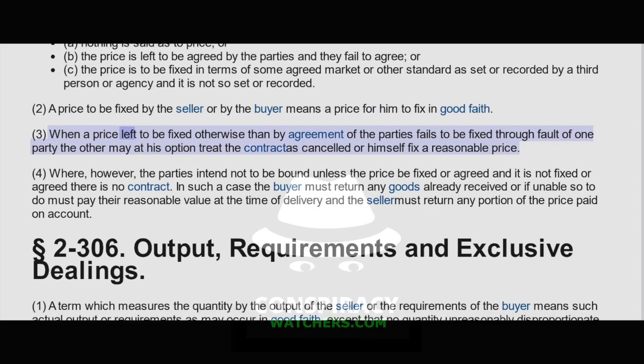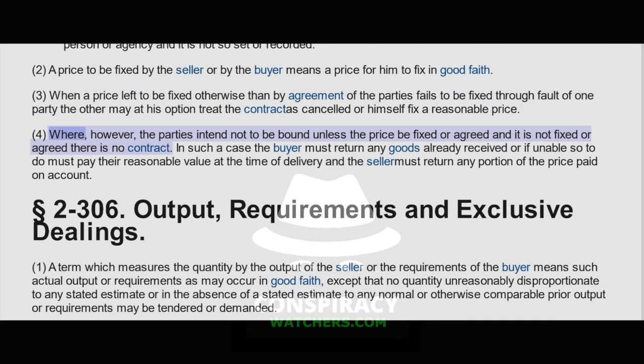When a price left to be fixed otherwise than by agreement of the parties fails to be fixed through fault of one party, the other may at his option treat the contract as cancelled or himself fix a reasonable price. Where, however, the parties intend not to be bound unless the price be fixed or agreed, and it is not fixed or agreed, there is no contract.